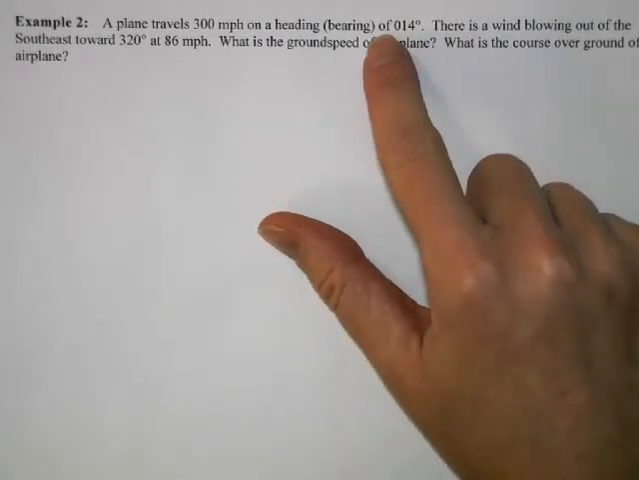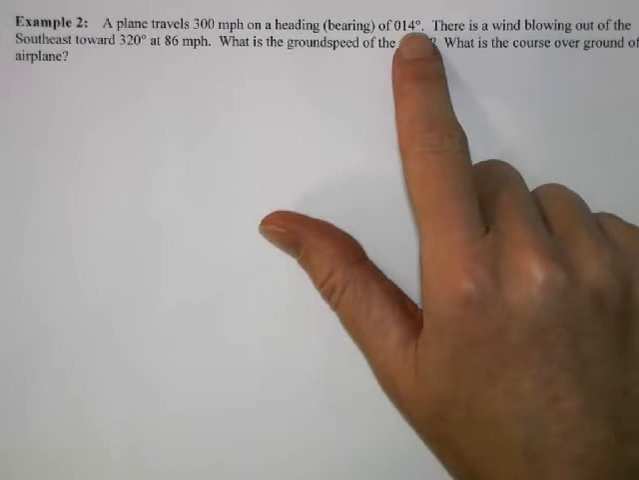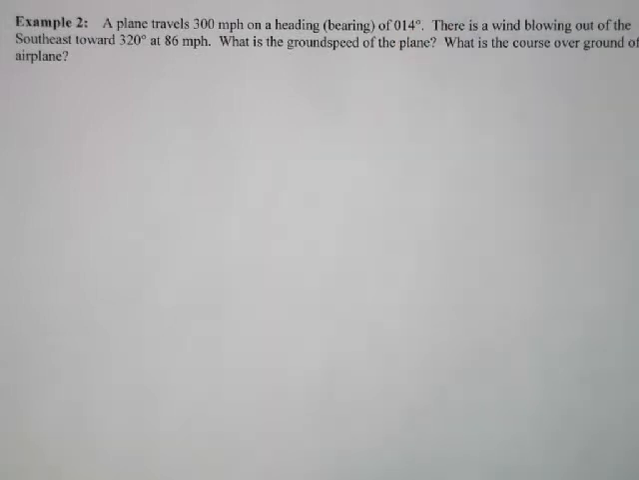All right, we've got another plane with some wind. So a plane travels 300 miles per hour on a heading or a bearing of 14 degrees. And it's convention to use 3 decimals when you're talking about bearings. I'm not going to require it, but that's just how it works. The wind is blowing out of the southeast towards 320 at 86 miles per hour. That's a pretty fast wind. What is the ground speed of the plane, and what is the course over ground of the plane?